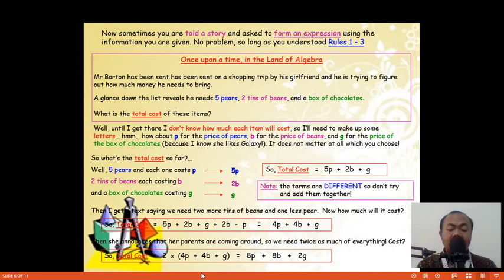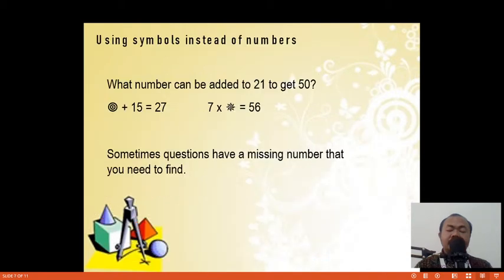Using symbols instead of numbers. This is the basic that you have done in Primary 5. What number can be added to 21 to get 50? Or symbol plus 15 equals 27. Or 7 multiplied with a symbol, you will get 56. How to get the number that can be added with 21 to get 50?